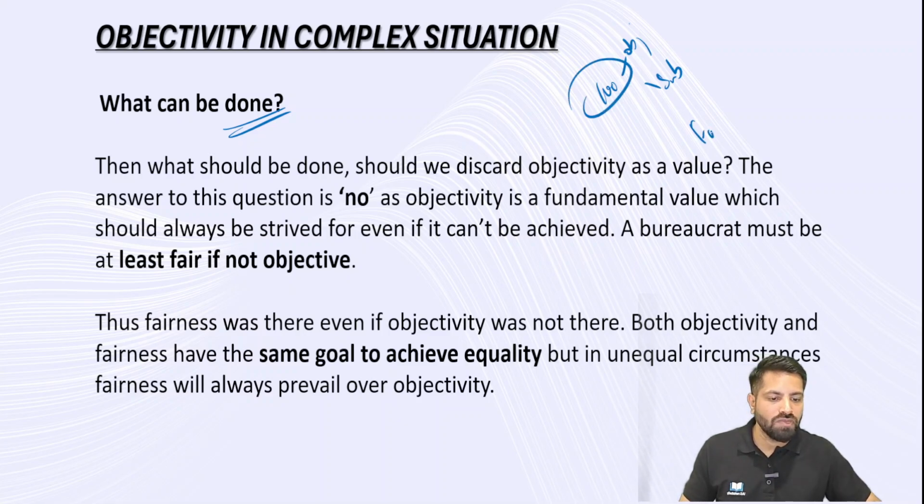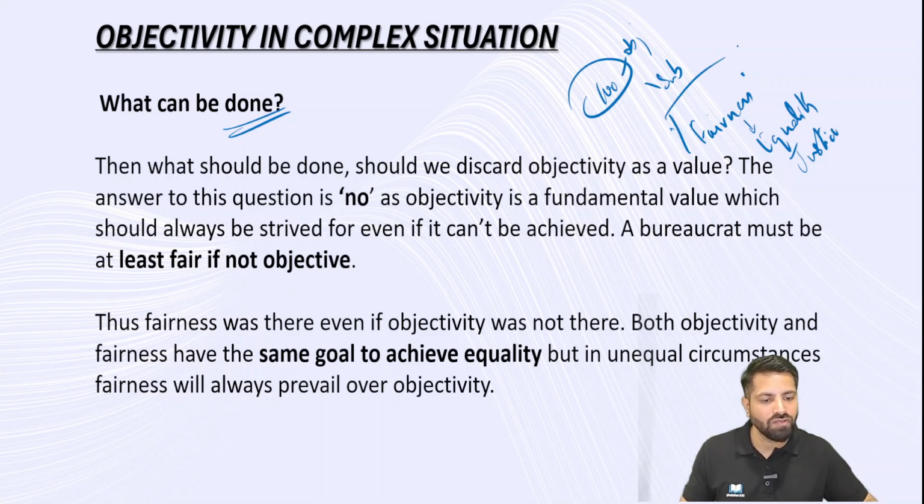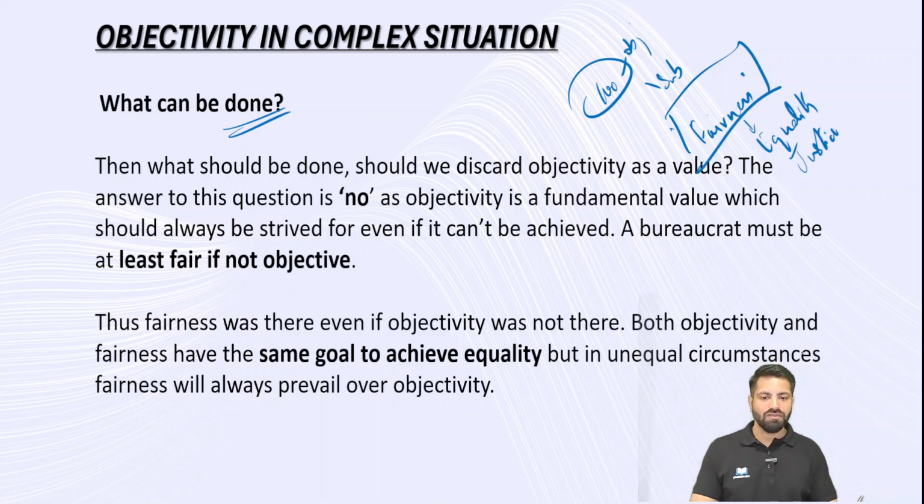Your focus is being fair. Focus on fairness. Fairness means that it should lead to equality, it should lead to the factor of justice. So you focus on the aspect of fairness in your conduct. So this is what objectivity in complex situations is talking about.